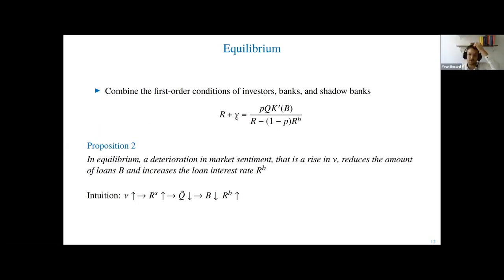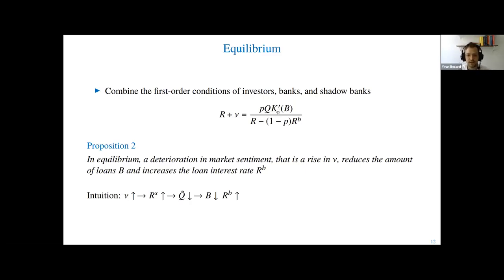Now suppose you have an increase in the risk premium, a negative market sentiment shock, a fall in confidence, an increase in mu. It's going to lead to an increase in K, all else equal, an increase in K prime B. And because K prime is increasing, you have a fall in B.